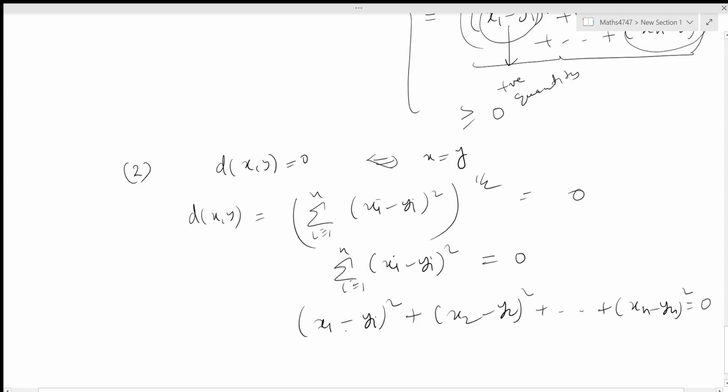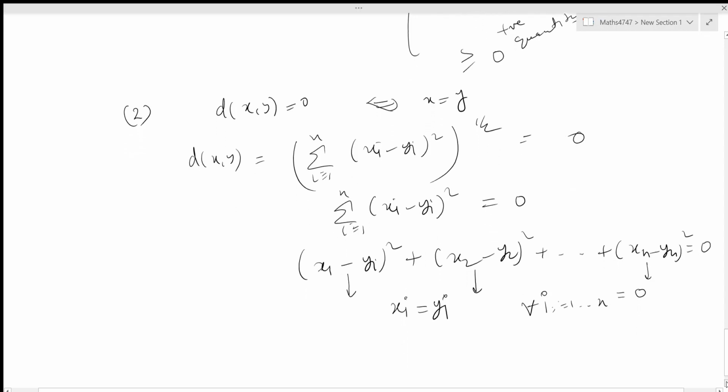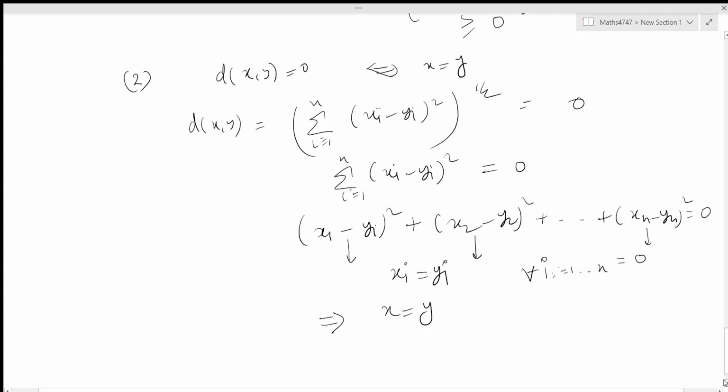As I discussed earlier, this is a positive quantity, this is positive, and the sum of these positive quantities is equal to 0. This is possible if and only if xi is equal to yi for every i, where i varies from 1 to n. So if all the xi's are equal to yi's, it means x is equal to y. So if d(x,y) is 0, then we have proven that x is equal to y, and this is the only if part. If we take x equal to y, then d(x,y) is 0.